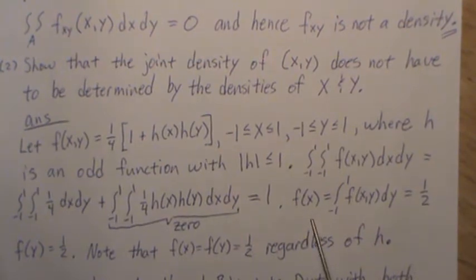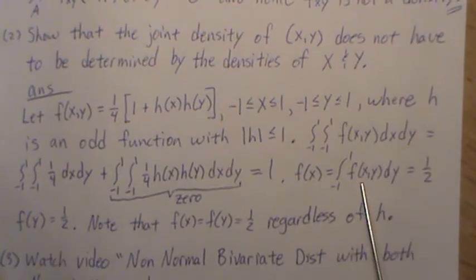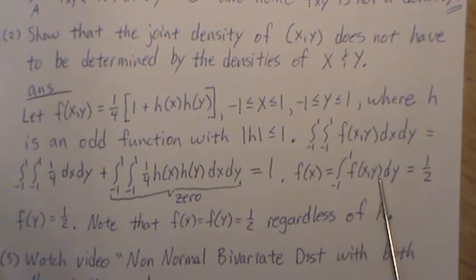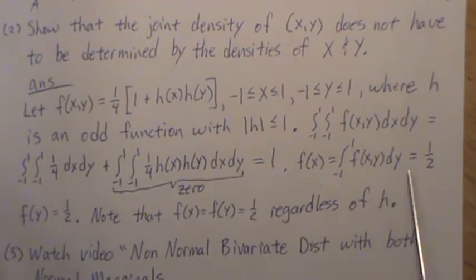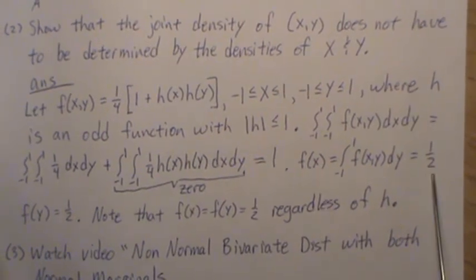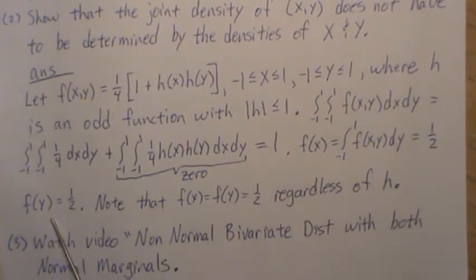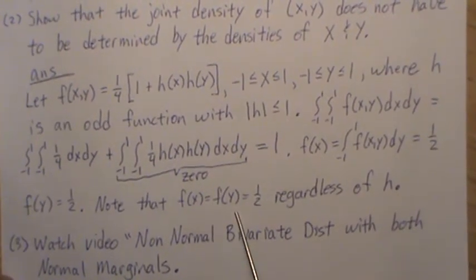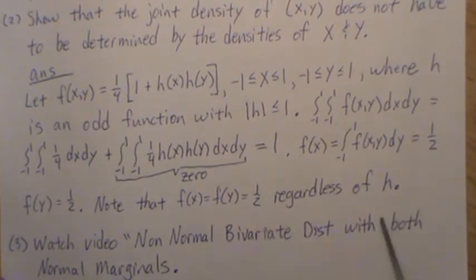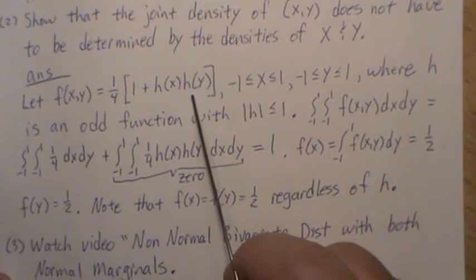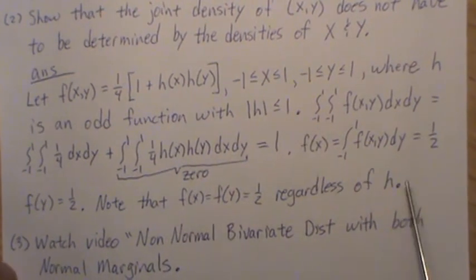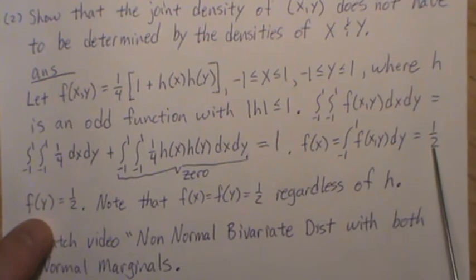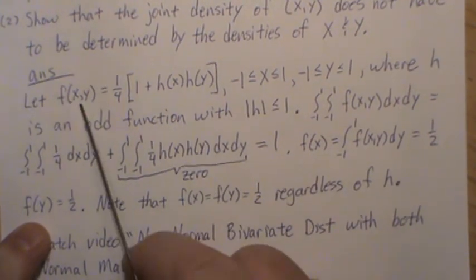But let's look at the marginal densities. So f(x) is, we integrate out y, so we go from -1 to 1 of the joint density f(x, y) dy. And this equals 1/2. So f(x) is 1/2 between -1 and 1. And similarly for f(y), it's 1/2. So note that f(x) is equal to f(y) equal to a half, regardless of what the function h is. So there's no way that these marginal densities will determine the joint density.